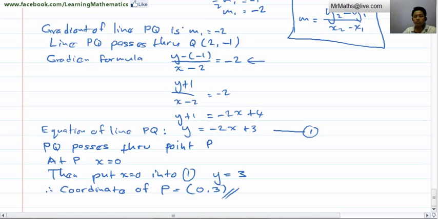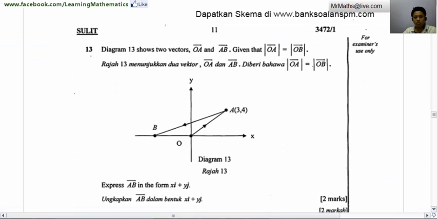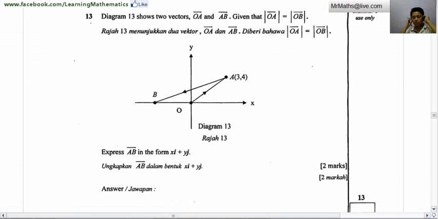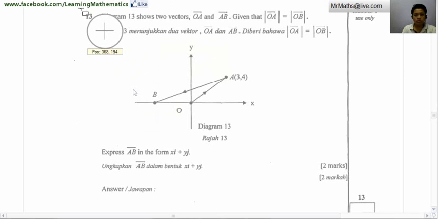Let's move on to the next question. Question number 13. This is about vectors. Diagram 13 shows two vectors OA and AB. Given that the magnitude of OA is equal to the magnitude of OB, we are supposed to write vector AB in Cartesian plane format, in terms of i and j. Okay, let's copy and put it somewhere else.